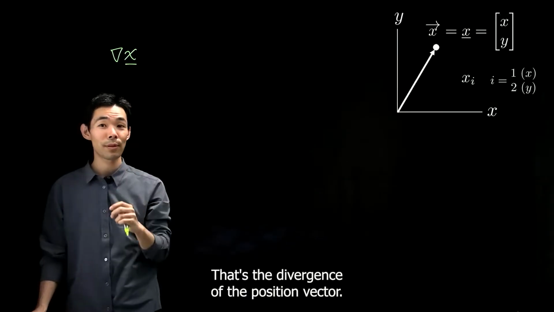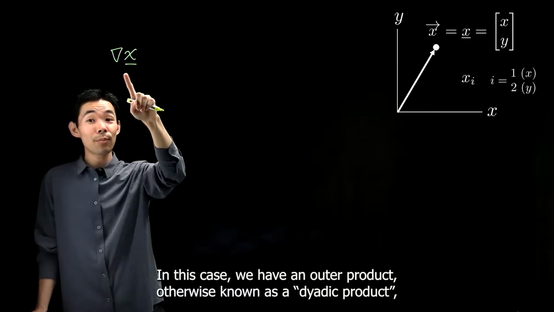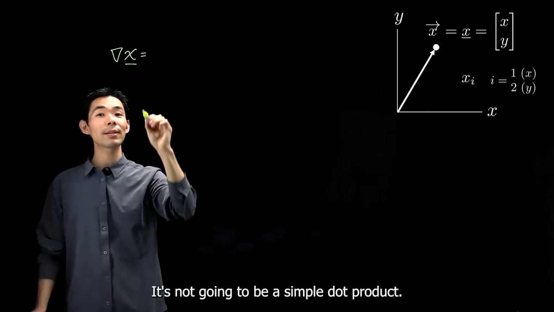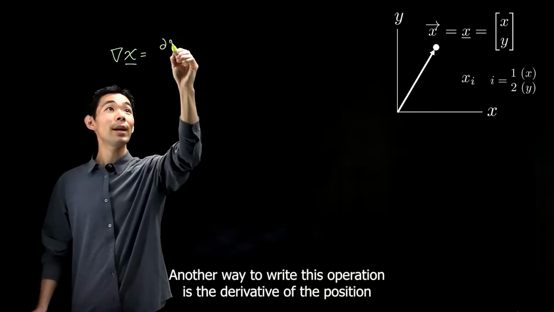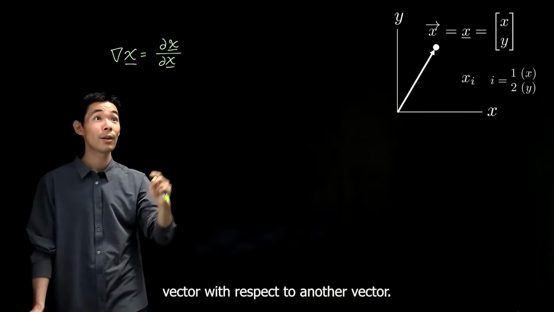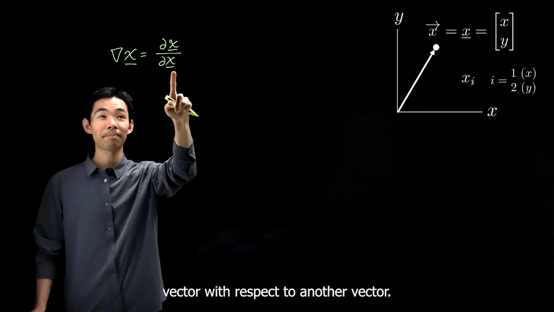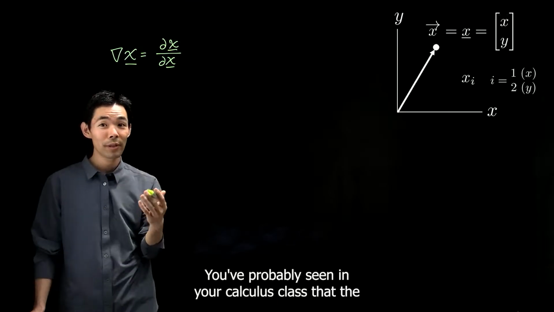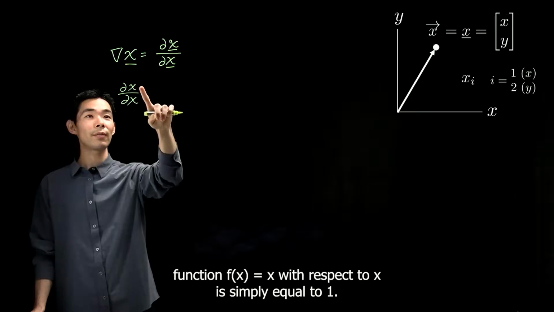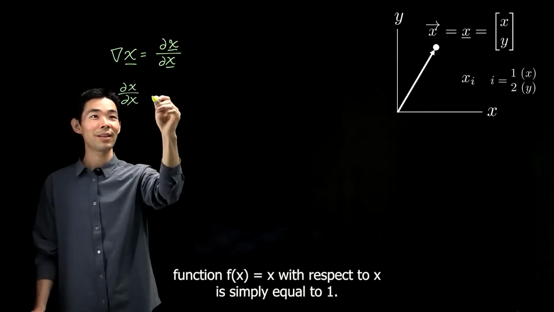That's the divergence of the position vector x. In this case, we have an outer product, otherwise known as a dyadic product, between two vectors. So it's not going to be a simple dot product. Another way to write this operation is the derivative of the position vector x with respect to another vector x. Okay? So you've probably seen in your calculus class that the derivative of the scalar function x with respect to x is just simply equal to 1.